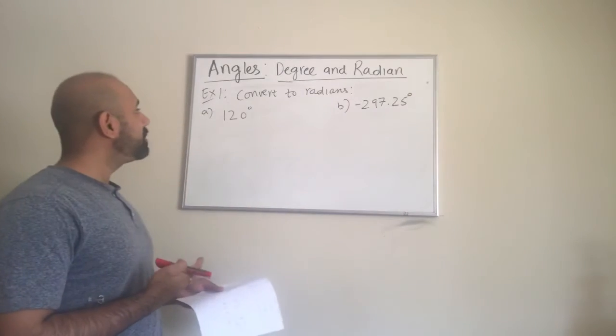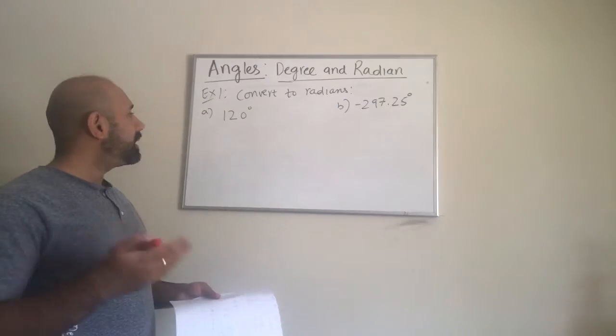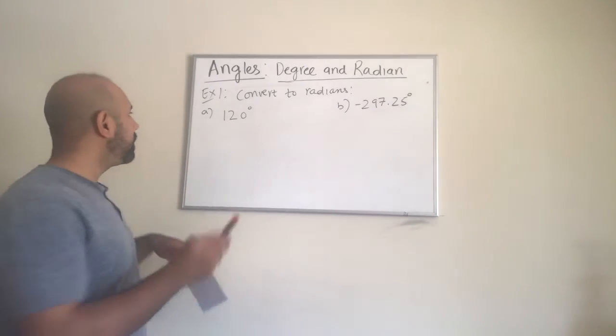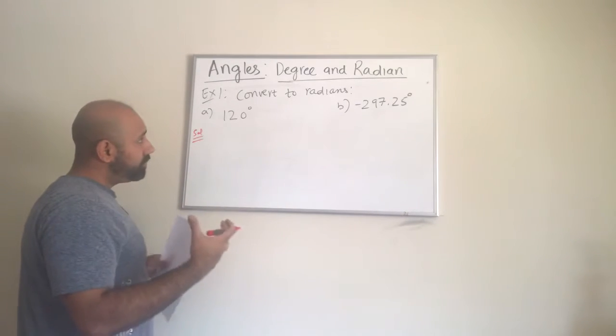In this example, guys, we want to convert from degrees to radians, okay? And we have part A and part B. Let us see how we are going to do it. So for part A, guys, let us start with part A. Keep in mind there are a few different ways of doing it.